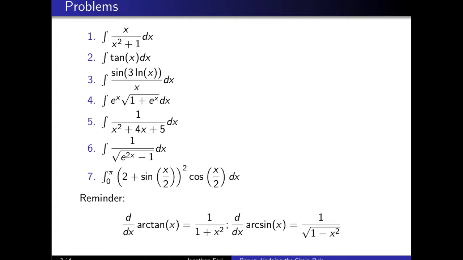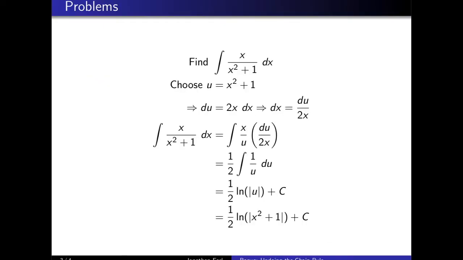Okay, so the first one that we're going to do is find the integral of x over x squared plus 1 dx. For this, first we can say, well, if we take u to be our denominator of x squared plus 1, we'll get a derivative of 2x. So we have a multiple of the thing that we're going to substitute in, its derivative, sitting in the numerator. So when we do that, du is going to be 2x dx, or dx is du over 2x.